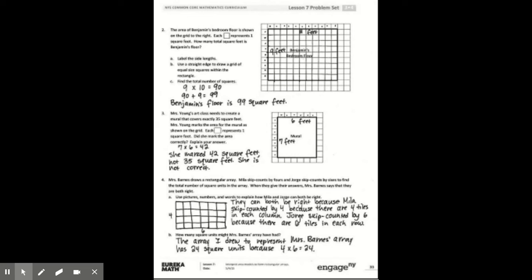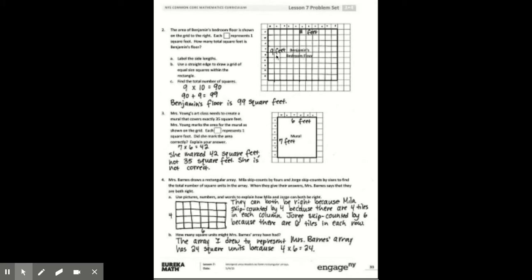Then you're going to use your straight edge to draw a grid of equal size squares within the rectangles. Again, you just need a straight edge, and your book should already have this done, but you're going to make sure you draw that grid. So this line you draw across should match that, and do all of the squares. And then you have to find the total number of squares.